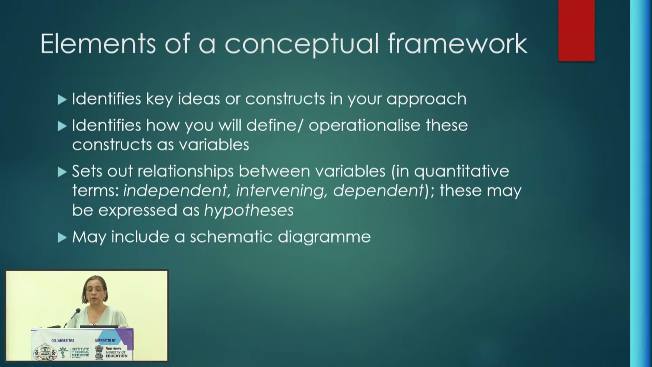And in quantitative terms, we often talk about different kinds of variables. So when you have a relationship X influences Y, you often think about in between that X and Y are a range of other variables, which are called intervening or intermediate. Your independent and dependent variable in quantitative research often has some intervening or intermediate variables, and those relationships are often expressed as hypotheses in quantitative work.